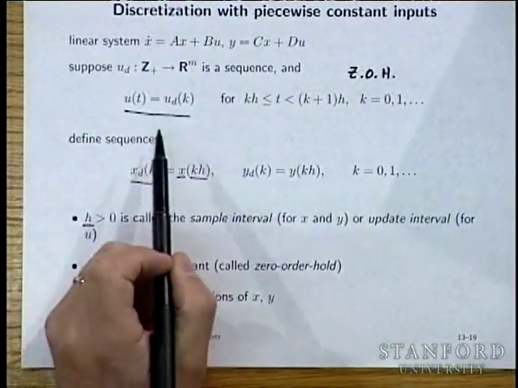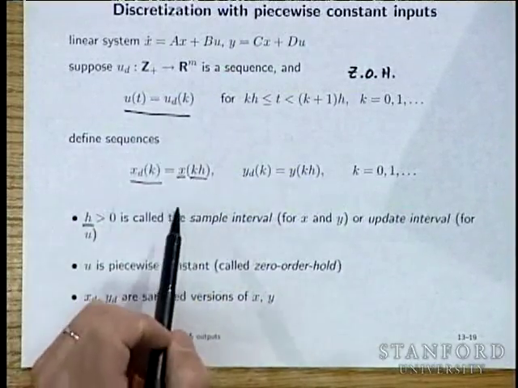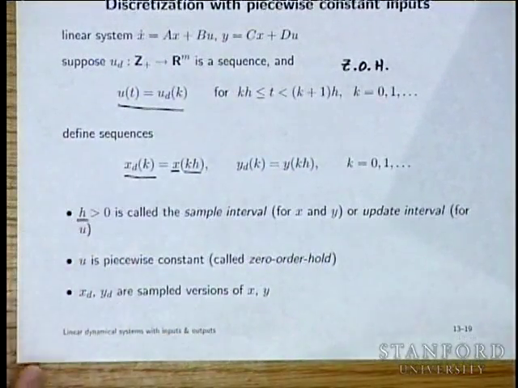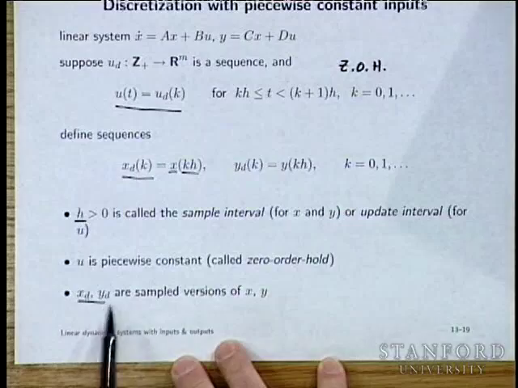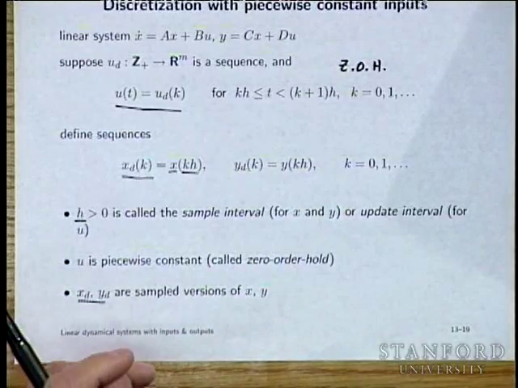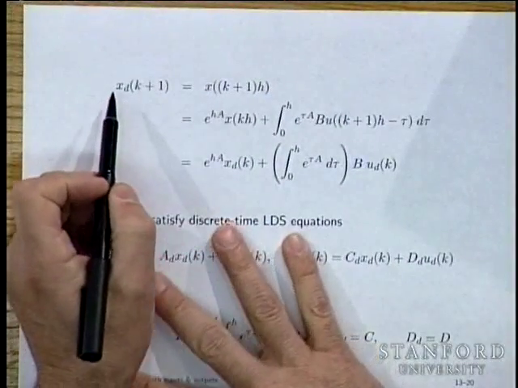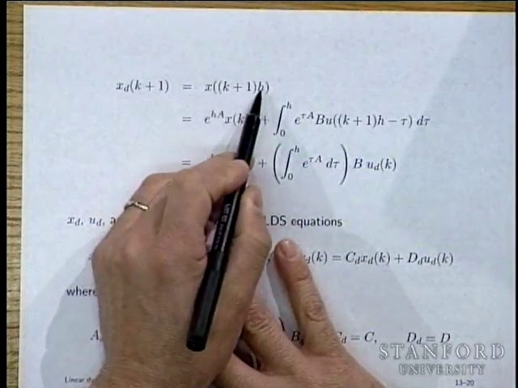So for example, you'd say, oh, the update frequency is 50 hertz, the sample frequency is 400 hertz. Here they're the same, but that's the idea. Okay. All right. So you can just think of these as sampled versions of x and y. Let's work out how they're related. Well, x_d of k plus 1 is x of (k plus 1)h.